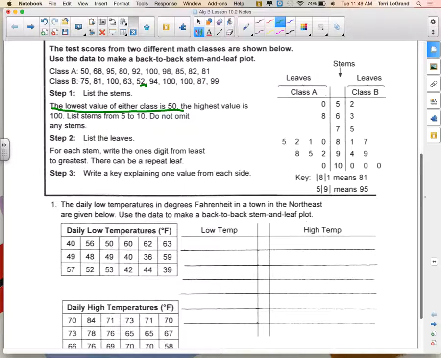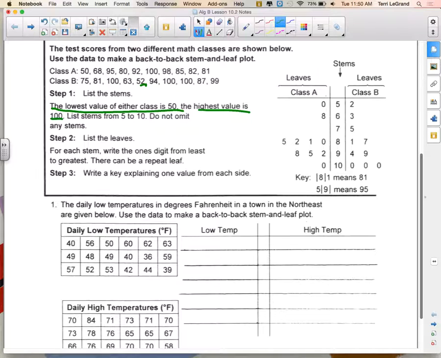But once we start with a 5 for a stem, then we're going to decide how far to go. Well, we have to find the highest value so we know where to stop. The highest value is 100. So that's a stem of what? 10. So the highest stem we need to go to is 10. Notice what we're doing here: the stem is kind of taking the middle column of the table.